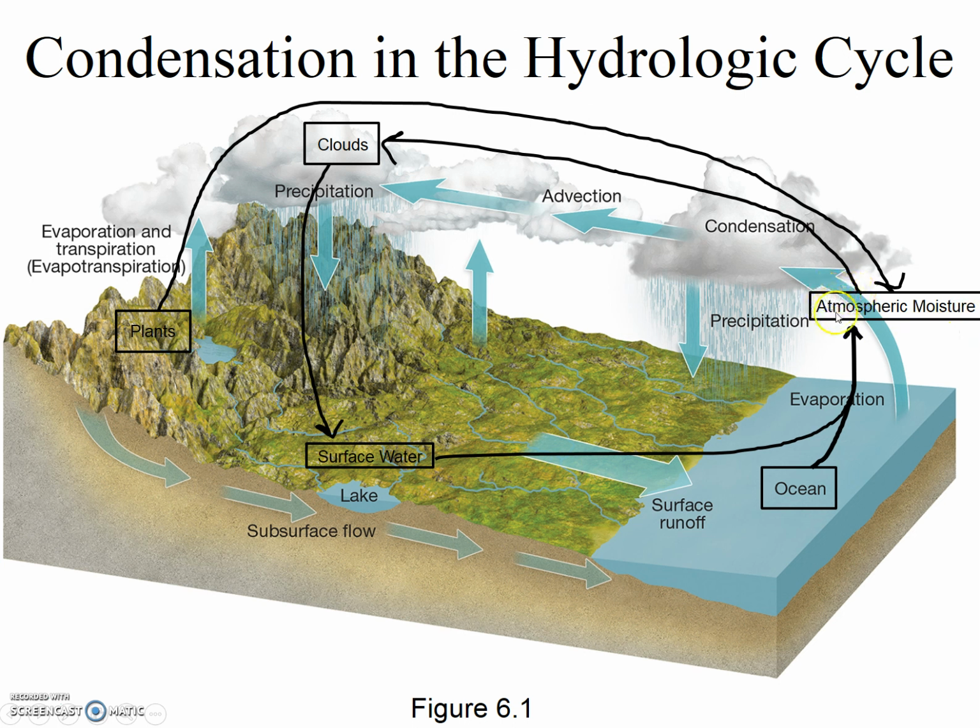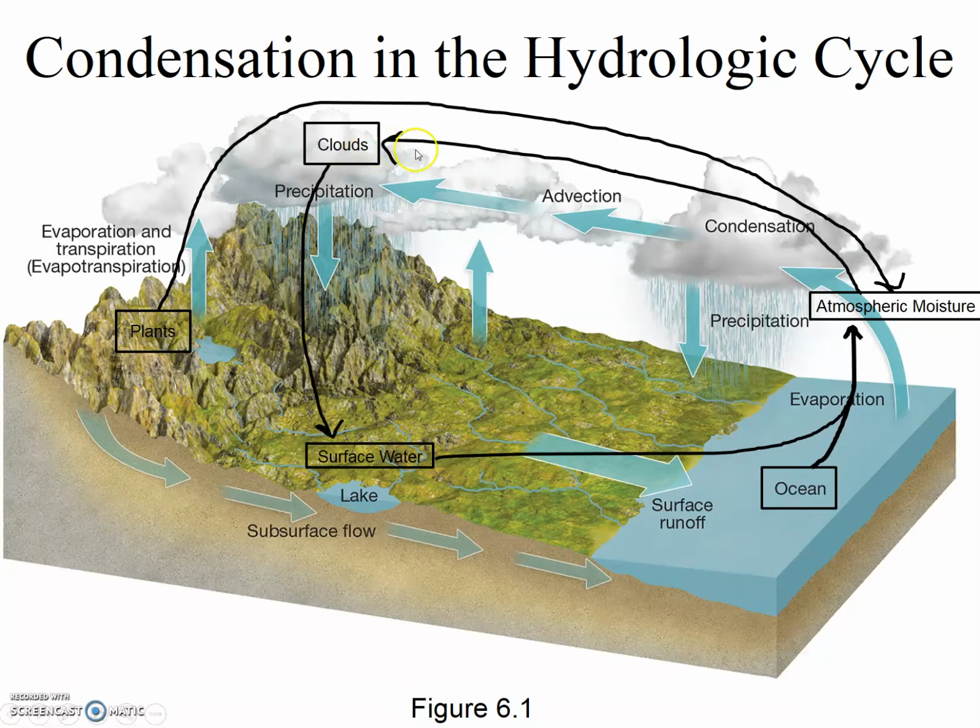Condensation takes atmospheric moisture and brings it to the cloud pool. Essentially, we're taking water vapor and turning it into liquid water in the form of little droplets. So in this way, condensation is pretty much the opposite of evaporation. Evaporation takes a liquid to a gas, and condensation takes that gas to a liquid.